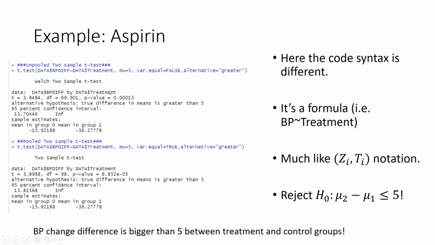Similarly, I can do this with pooled variances using var.equal = TRUE. That's all I'm doing on the bottom. And here is my confidence interval. Again, it's a one-sided confidence interval, so I have infinity for one of these.